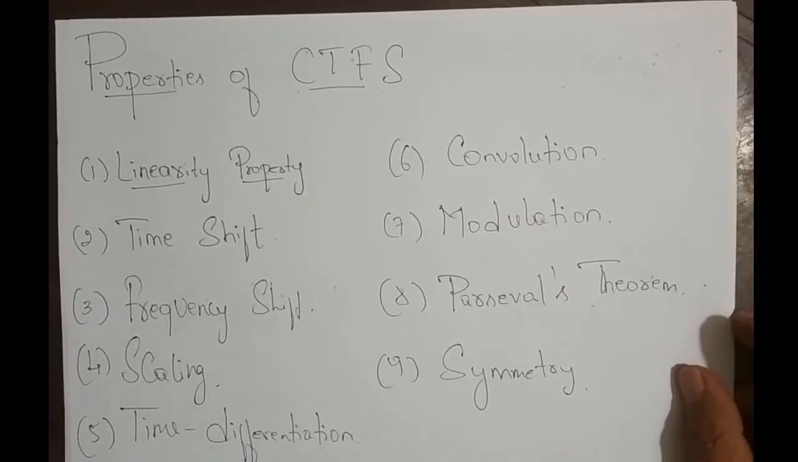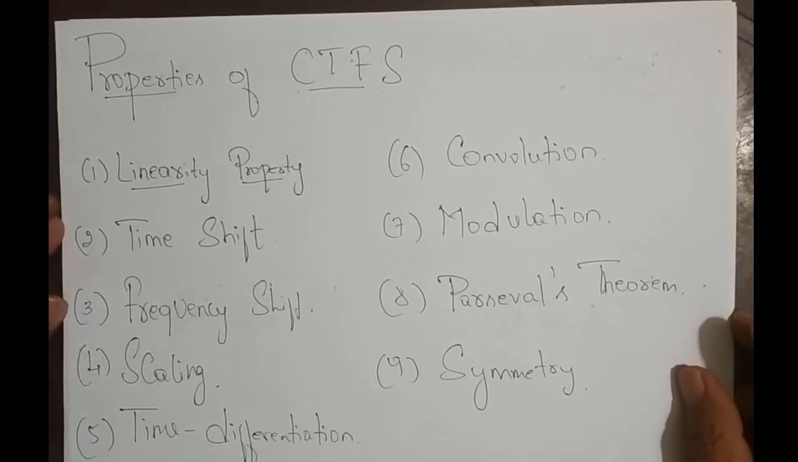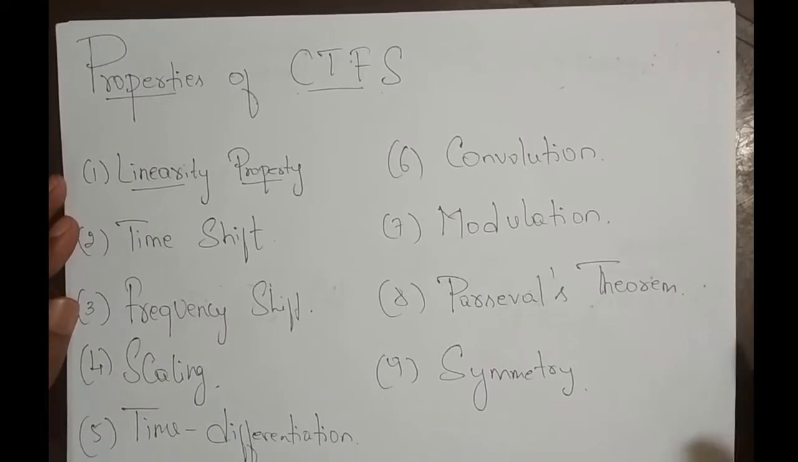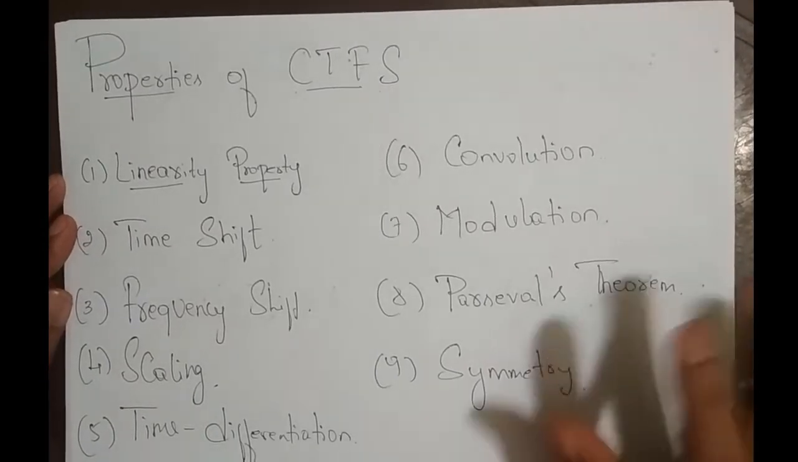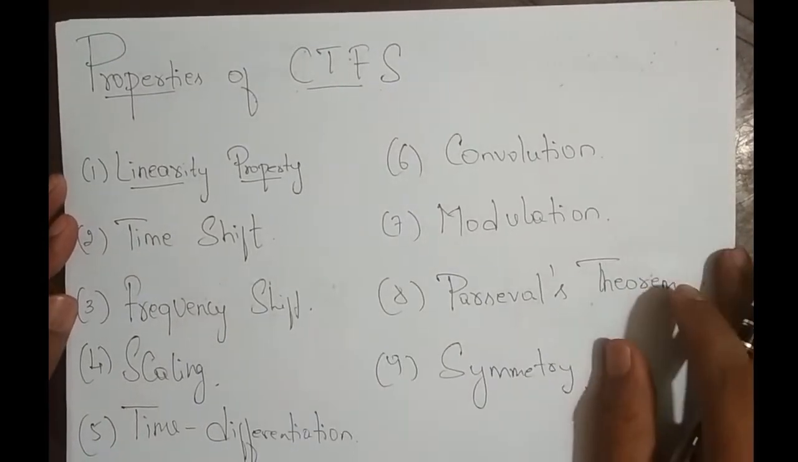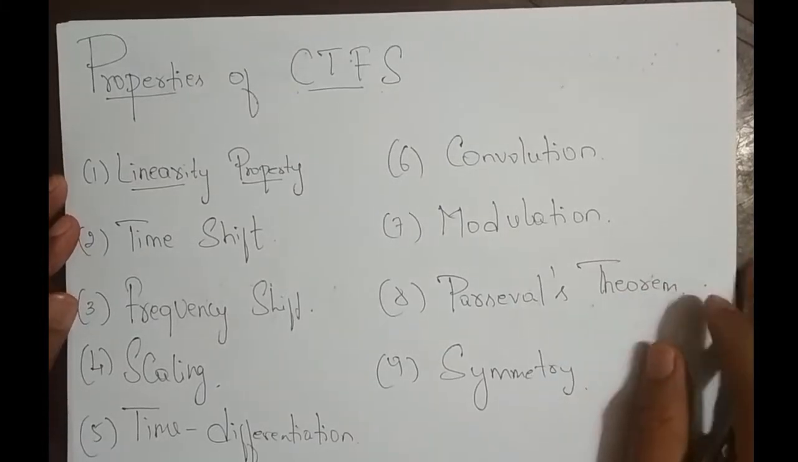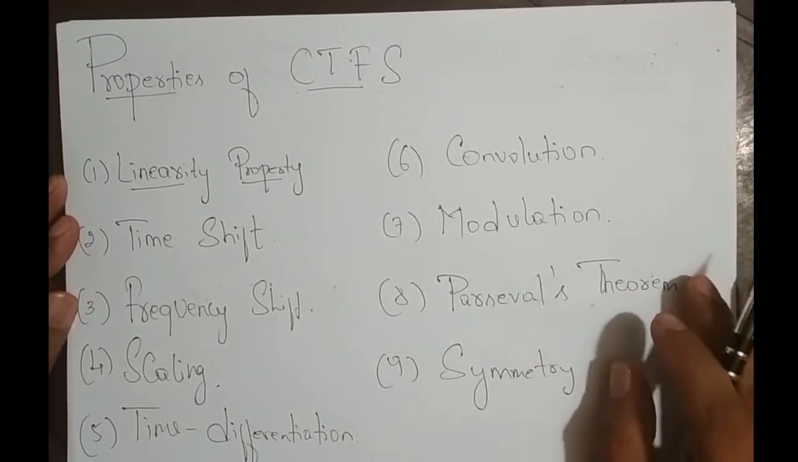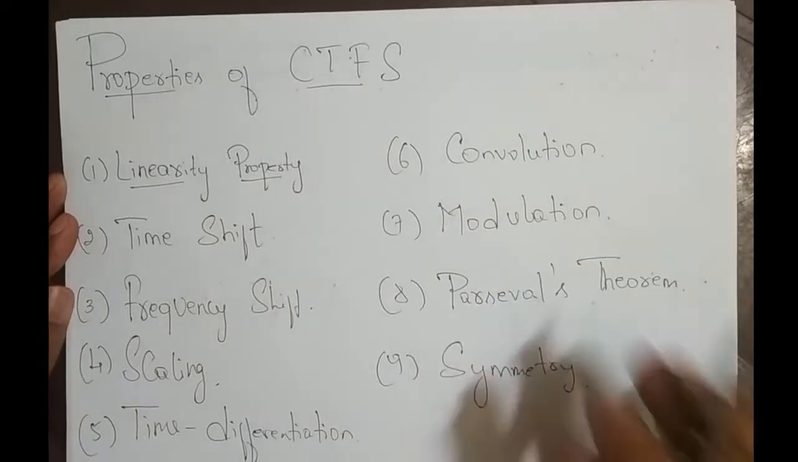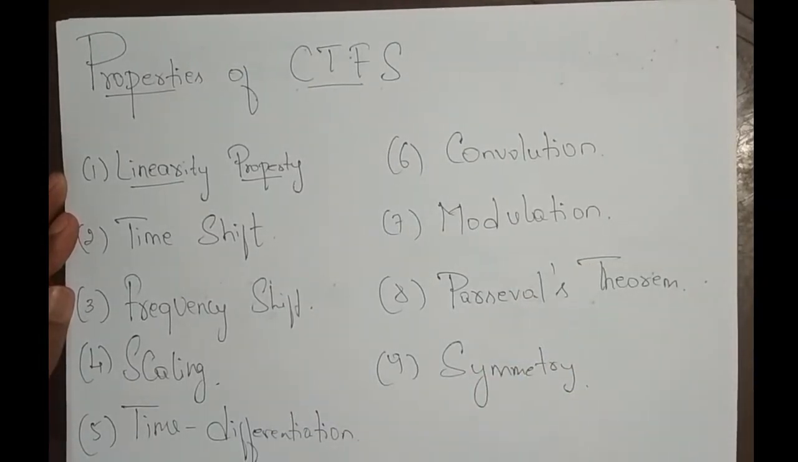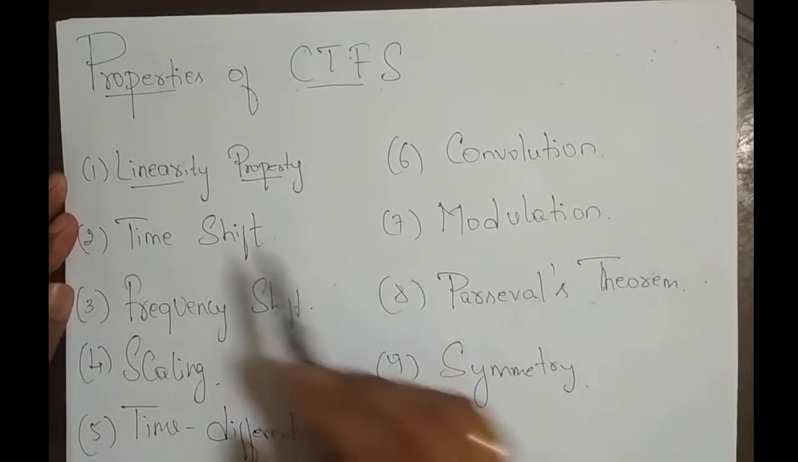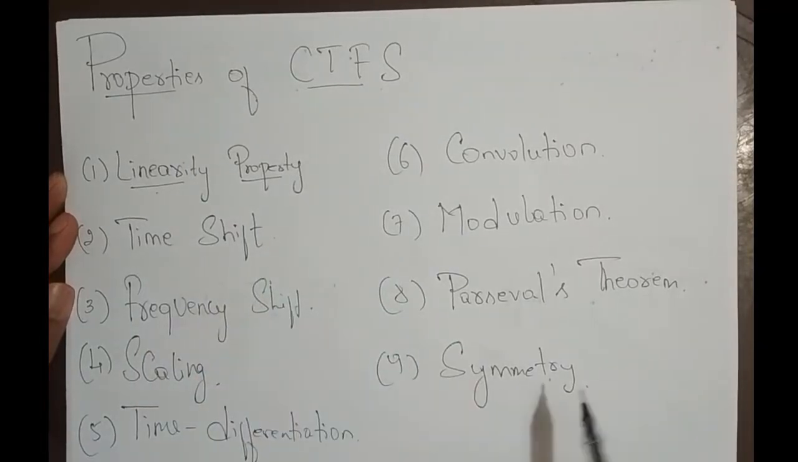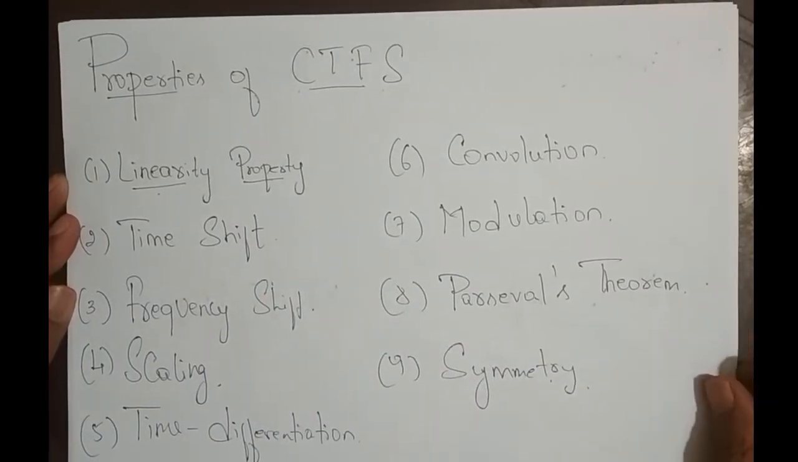Hey guys, in this video we shall discuss properties of continuous time Fourier series. We have 9 properties. I'll just give you the statement here. I'm not proving it, but the detail of proving I have done in discrete time. So I'm just giving you the statement here. We have 9 properties, starting from the linearity property to the symmetry property. We shall see the statements one by one.